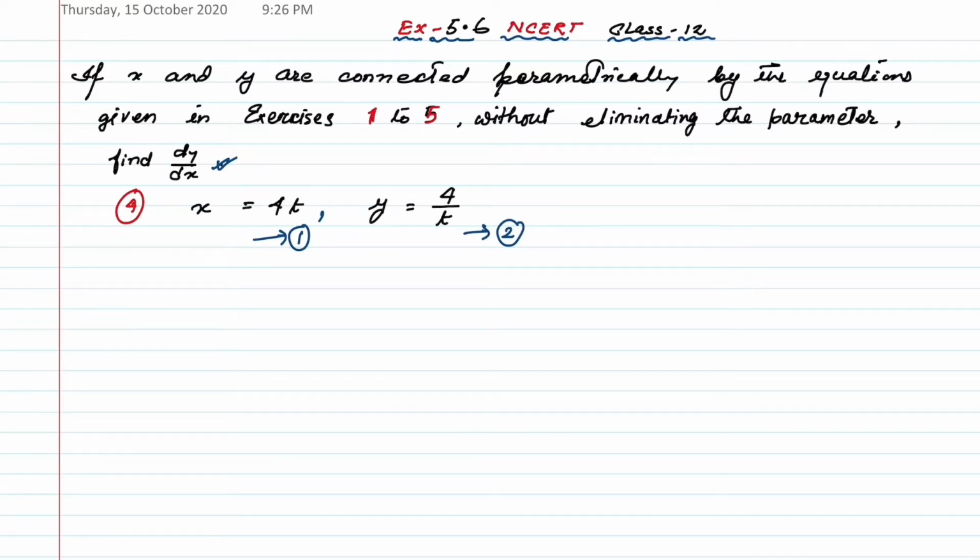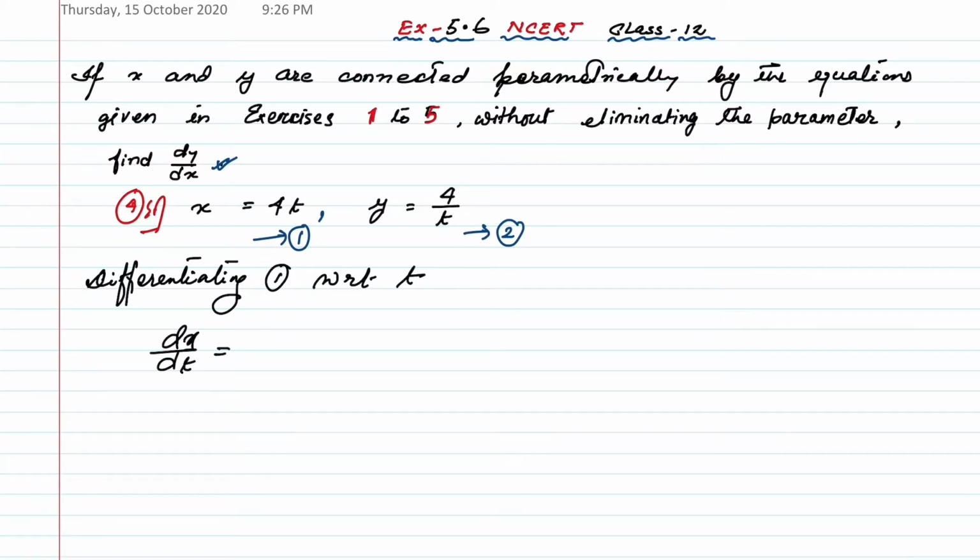So let me solve. Differentiating 1 with respect to t, dx by dt is equal to 4, which is constant, times the derivative of t with respect to t, which is 1, so just 4 into 1, 4. And again, differentiate 2 with respect to t.